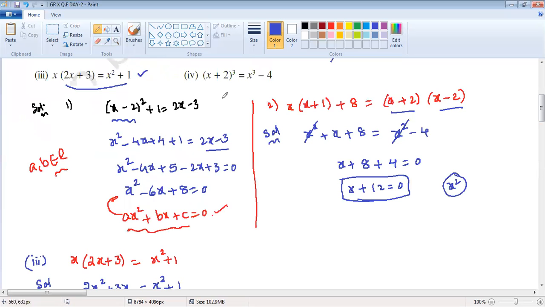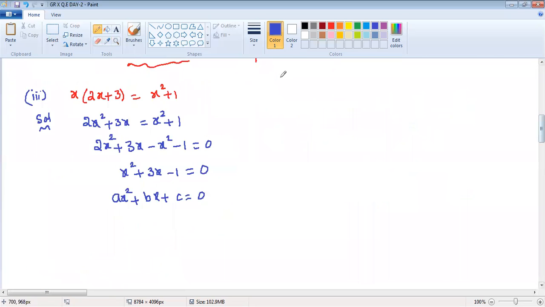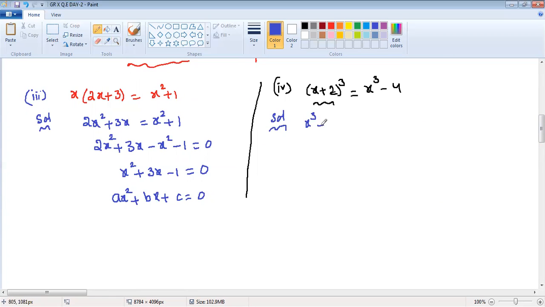Next, the last one: x plus 2 whole cube is equal to x cube minus 4. If you see here, this is the a plus b whole cube formula: a cube plus b cube plus 3a square b plus 3ab square. A cube is x cube, b cube is 2 cube, 8, plus 3a square b, 3 into x square into 2, plus 3ab square, x into 2 square, which is equal to x cube minus 4.